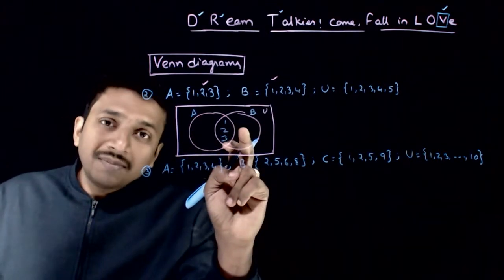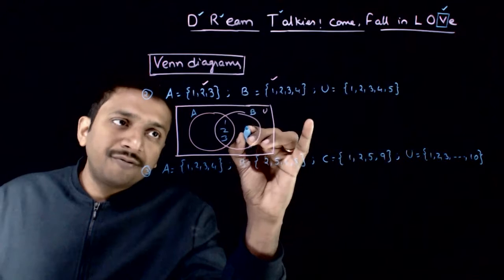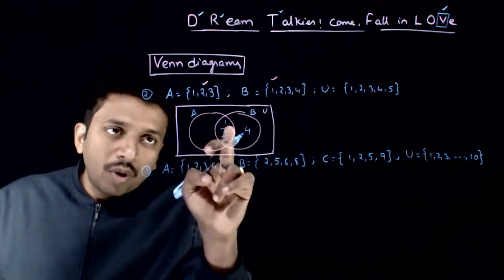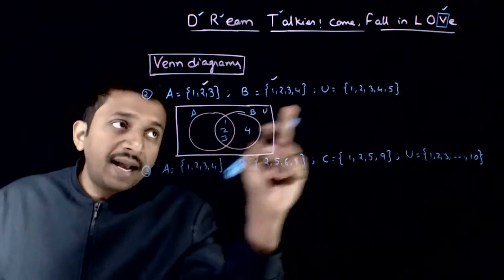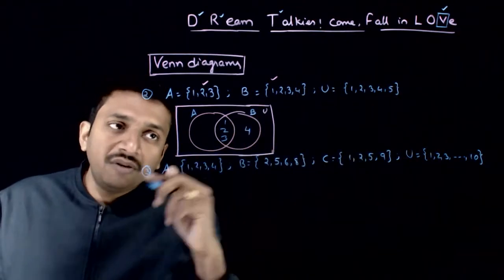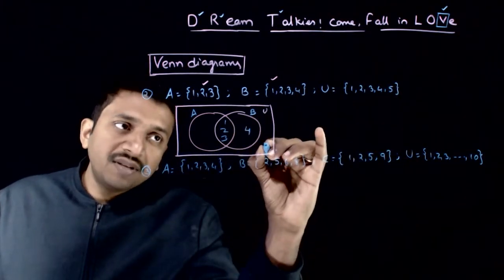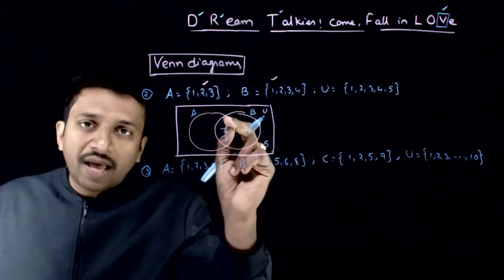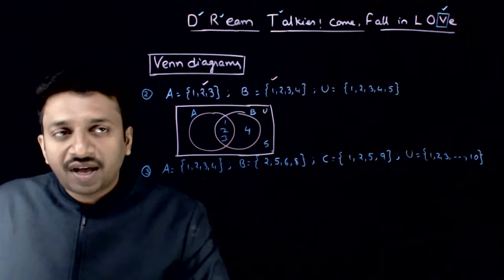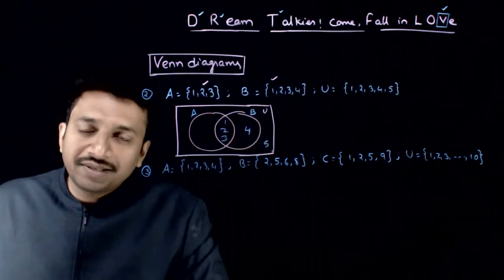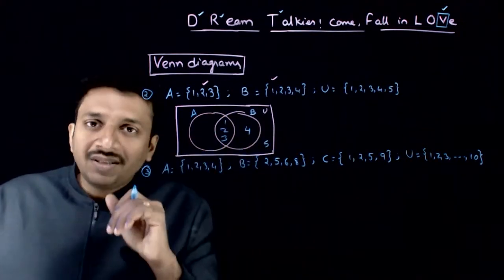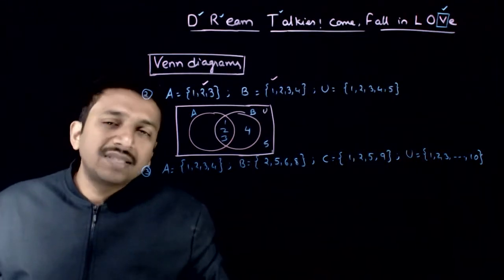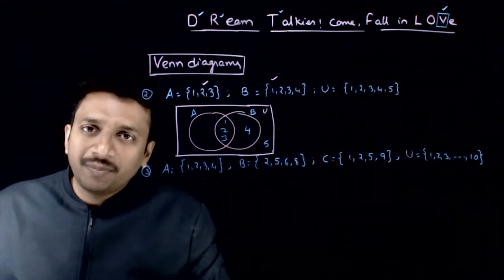And what comes in this interval? We have 4 here. 1, 2, 3, 4 are present in B. 1, 2, 3 are present in A. And the universal set is 1, 2, 3, 4, 5. That means 5 is present outside the interval. So we have a total of 5 elements in the universal set. So this is one way to represent. There is nothing wrong about it. But whenever you have subsets, we have a better way to represent them.